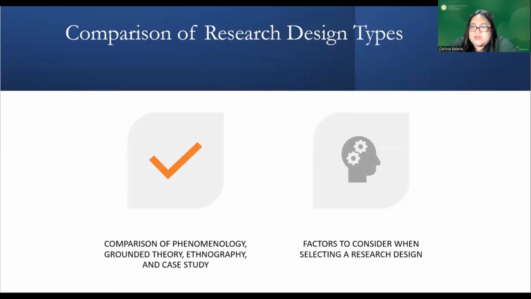So if your focus is on understanding a phenomena that is unique to certain people, then that's phenomenology, okay? GT is if you want to understand the process or behavioral process, social process of a certain group or people, okay? If you want ethno, if it's in culture, ganyan, that's best. Case study is if you want to know about a specific case that has not been discussed.